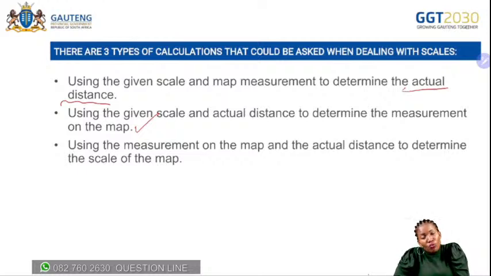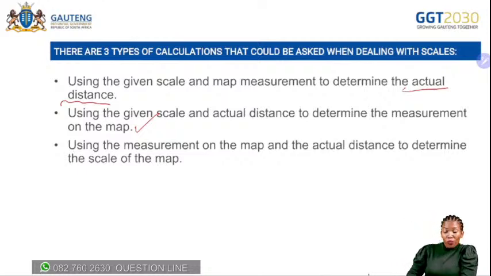So you can do that 2 ways. You can do that with calculations, or you can make use of your ruler to find the distance on the map. You will also be required to use the measurement on the map and the actual distance to determine the scale of the map. Sometimes you're going to be given an image, a picture of myself. There is a picture of Nigiwe. Determine the scale that was used on this picture. So you must know where to start. And then again, you will always need your gun. What is your gun in this case? It is your ruler.